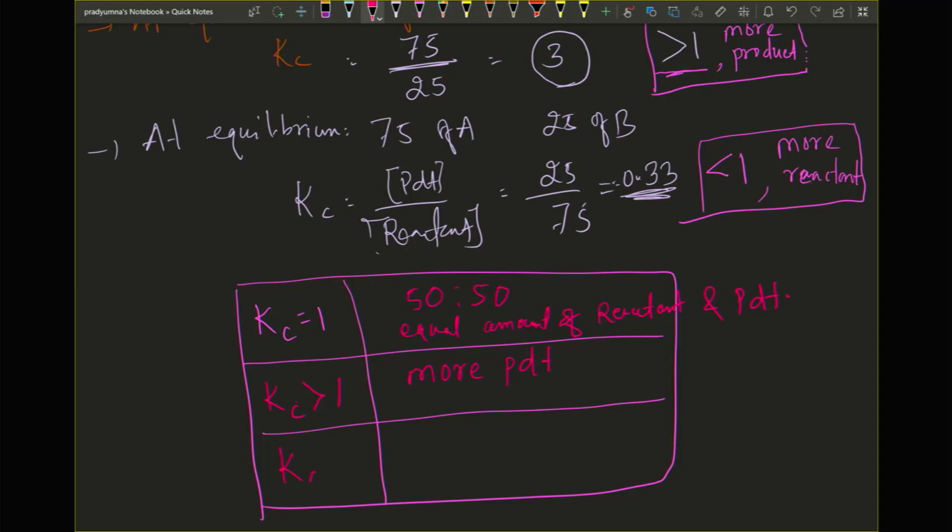If the Kc value is less than 1, we should get more reactant. So if you get more product, that means the other one should be less reactant. If you're getting more reactant, then you should get less product. All right, so I hope this explains everything. We will use this piece of information later in the semester.